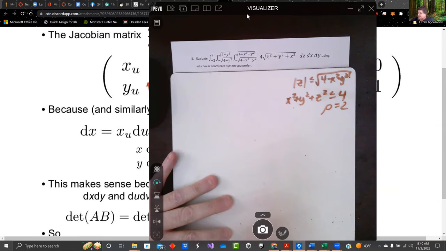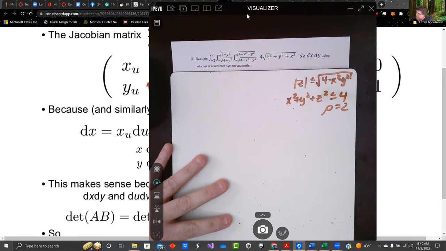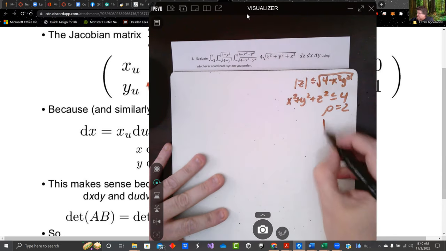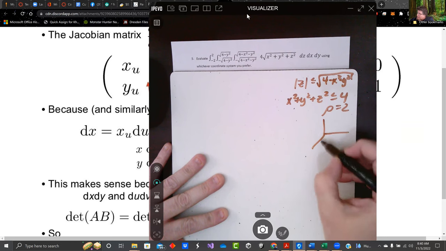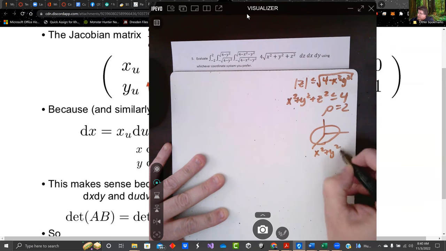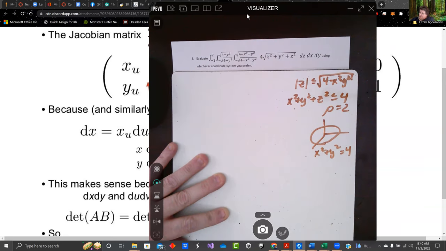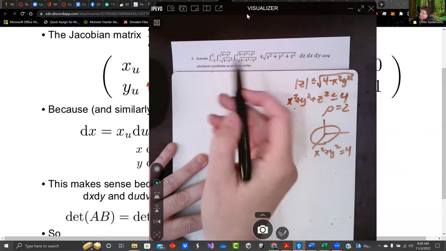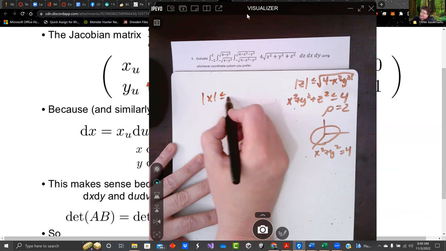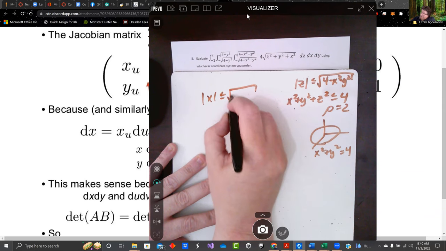This is looking very promising for spherical at this point. If I had a sphere of radius 2, when I project it into the xy plane, it's going to make a circle x squared plus y squared equals 4. Does that match up with my dx? X is going from absolute value of x is less than 4 minus y squared.